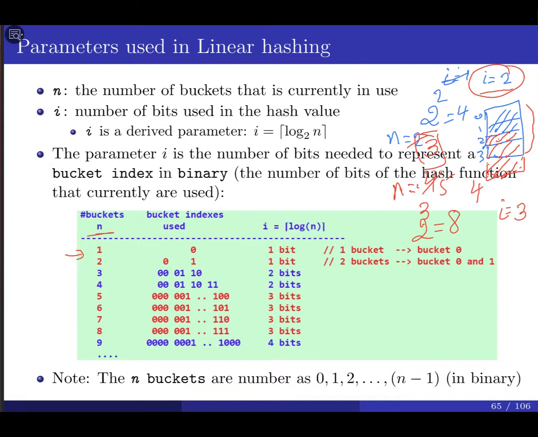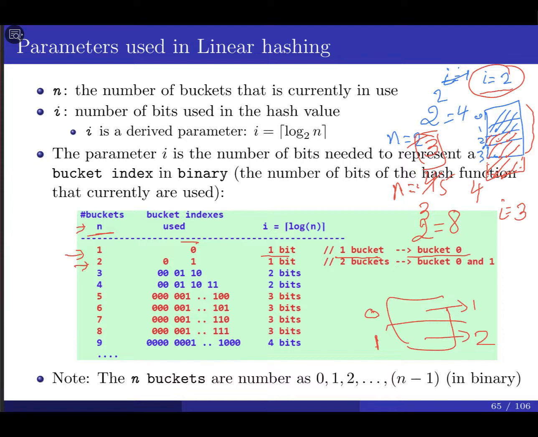Okay? So if the number of current buckets used is n, then I need only one bit in order to represent that. So I can say the first bucket is going to be bucket 0. If you have 2 buckets in use right now, you need the same one bit, either 0 or 1. 0 is going to be the first bucket, and 1 is going to be the second bucket, because you start from 0 up to n minus 1. Okay?